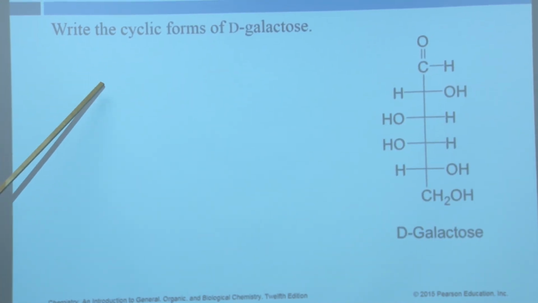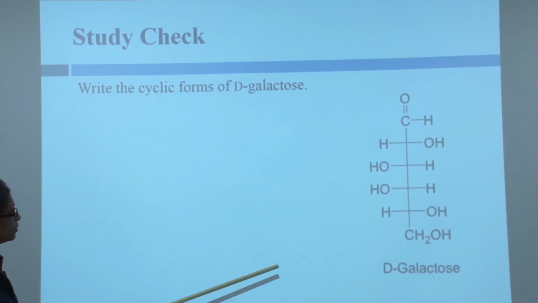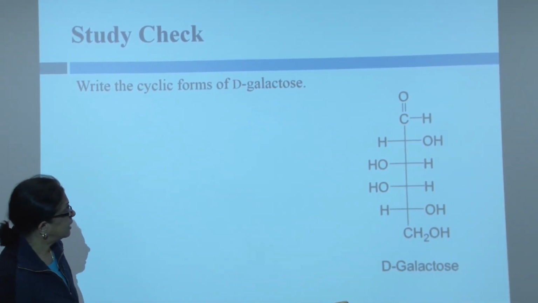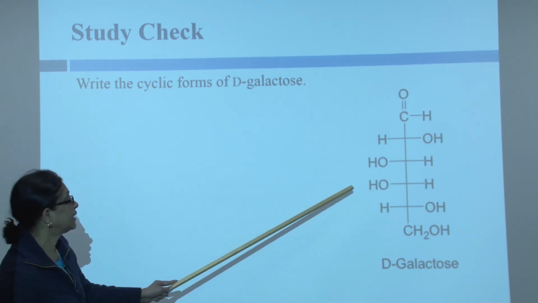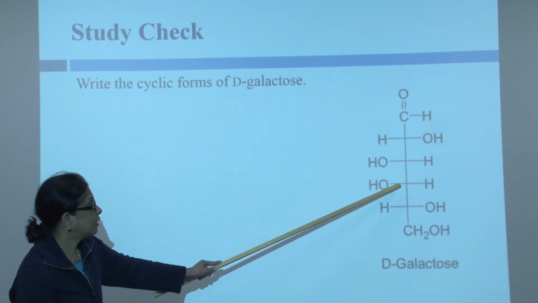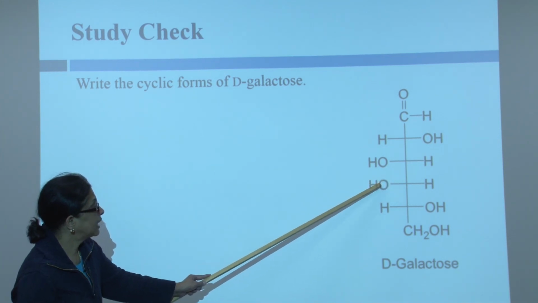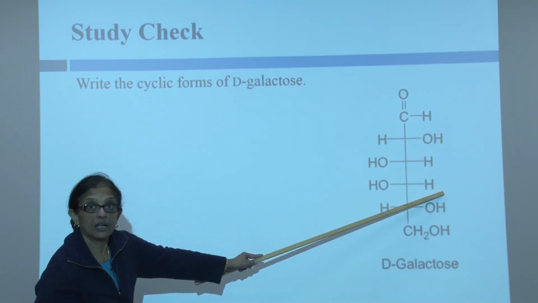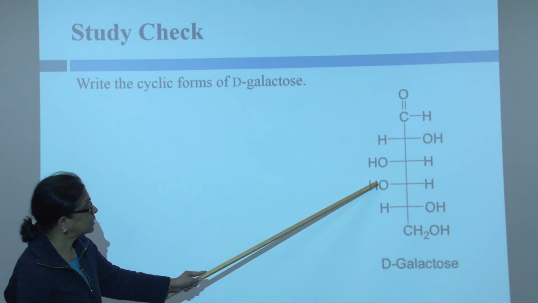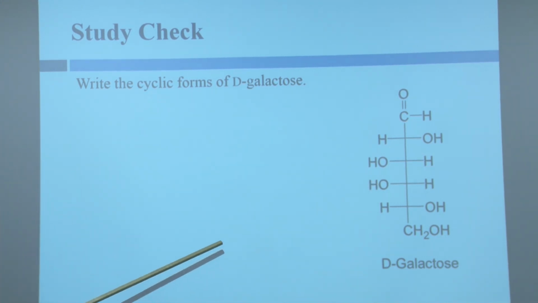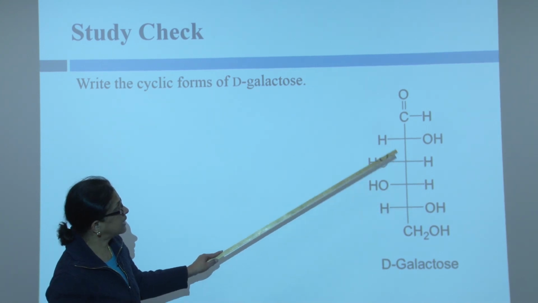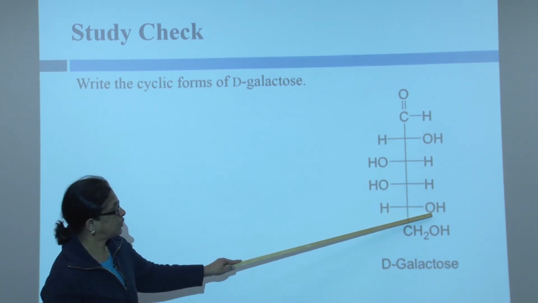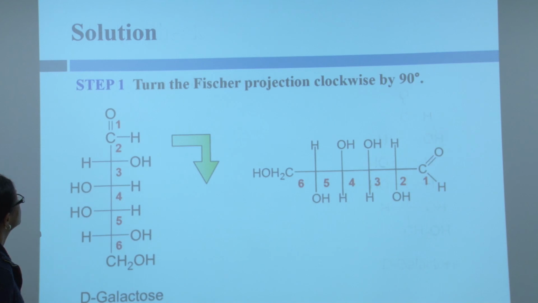Write the cyclic form of D-galactose. So let us see, this is galactose again. Galactose and glucose differ in the OH group on carbon 4. In glucose, the OH is on the right side. In galactose, it's on the left side. This is D-galactose. The carbon furthest away from the carbonyl group has the OH to the right, D-galactose.